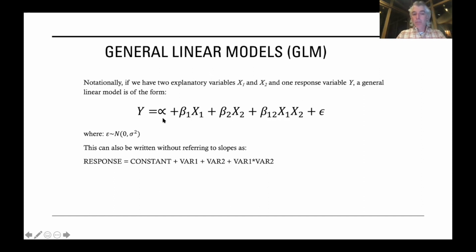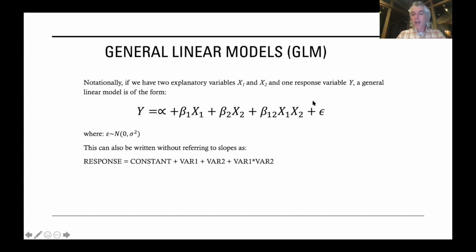So here I've simply replaced beta naught with alpha. These both are alternative ways of referring to the intercept. But now we have two predictor variables, x1 and x2. And here we're indicating their interaction, the interaction between x1 and x2. So now here we have a general linear model that's a little bit more complex, where instead of having a single predictor, now we have two predictors, x1 and x2, as well as their interaction.